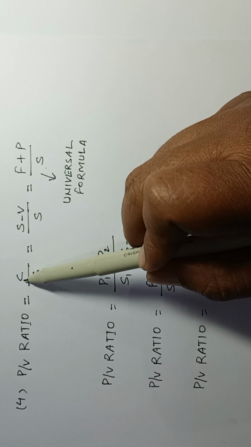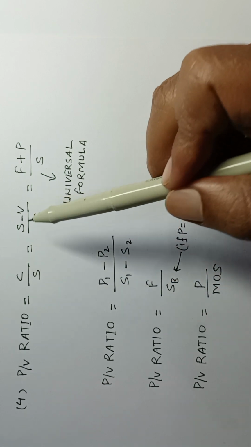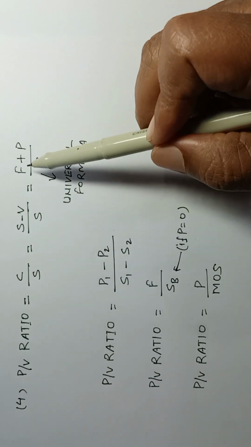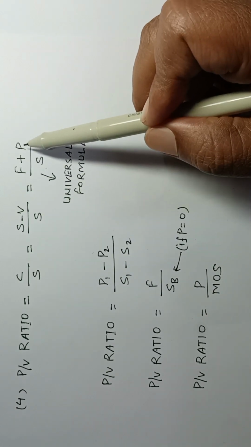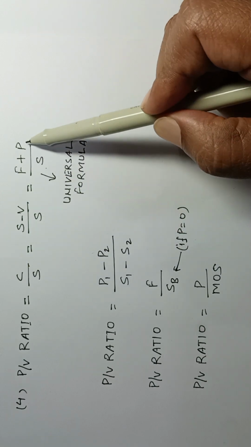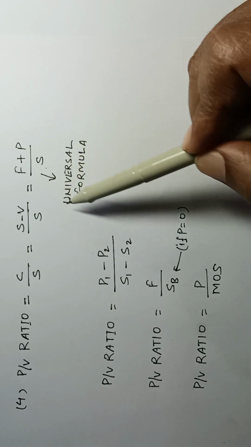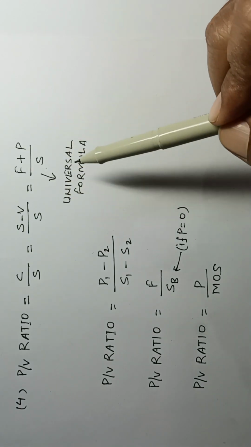We can write contribution as sales minus variable cost. And also contribution is equal to F plus P. So at the place of contribution I have written F plus P divided by sales. And this formula is known as universal formula.